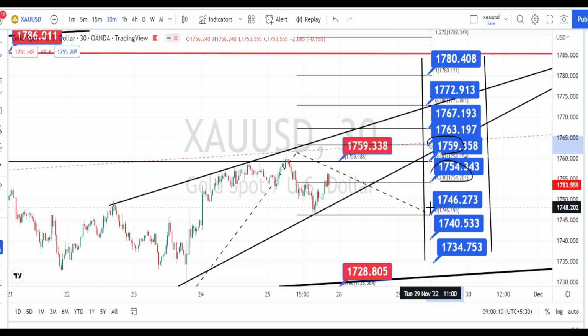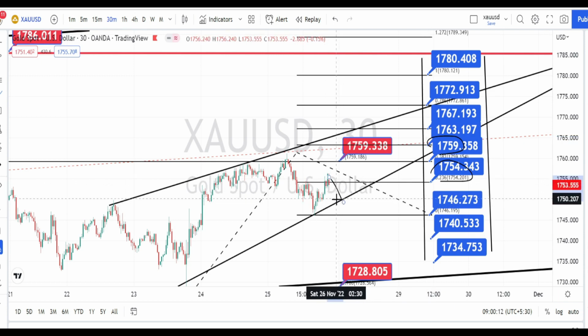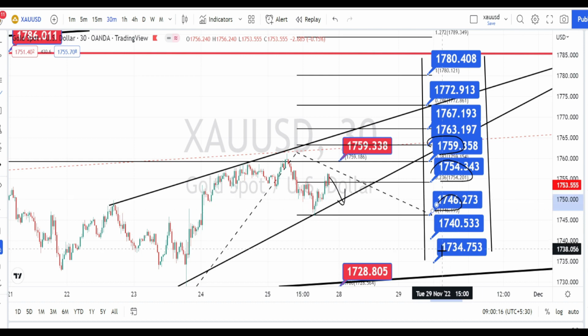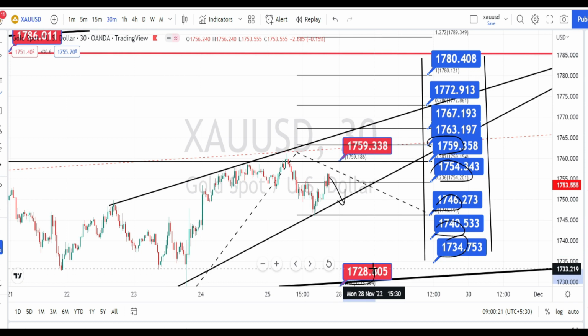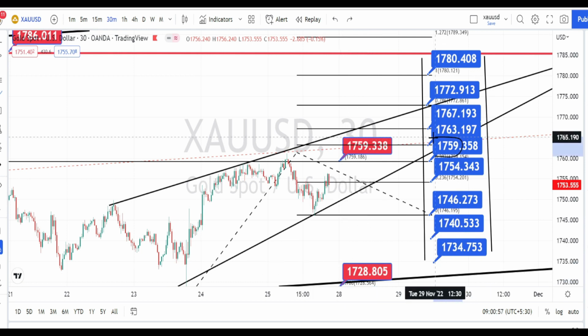And if the price action gives a breakout from this trend line or the support line, next level of support is going to be around 1746, 1740, 1734 and 1728 from the higher time frame. And on the bullish side, if the price action breaks the resistance level of 1759, next level of resistance is going to be around 1763, 1767, 1772 and 1780.